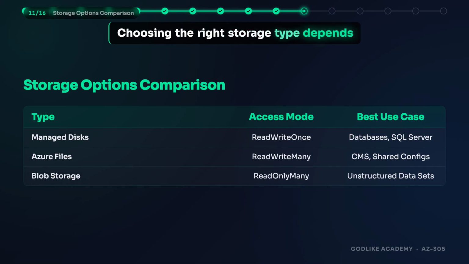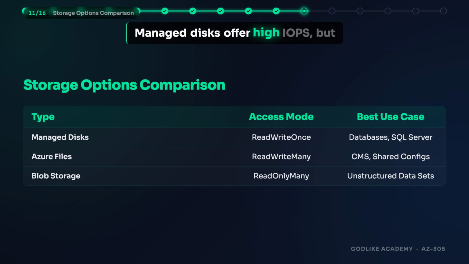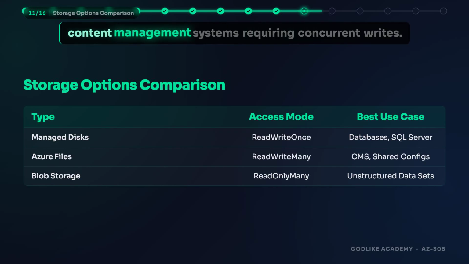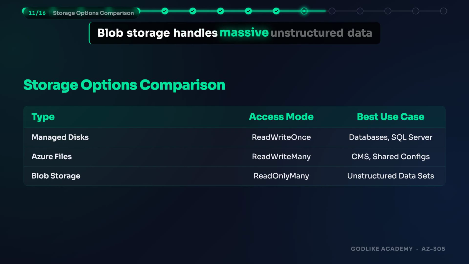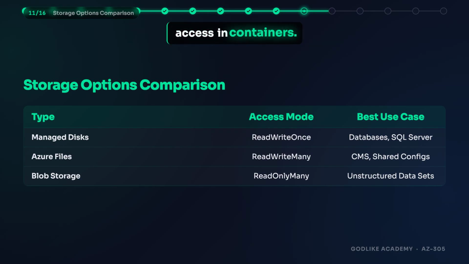Choosing the right storage type depends on your access requirements and performance needs. Managed disks offer high IOPS, but support only ReadWriteOnce access, making them ideal for stateful databases like Postgres running on a single node. Azure Files support ReadWriteMany access across multiple pods, which is perfect for shared configuration files or content management systems requiring concurrent writes. Blob storage handles massive unstructured datasets, but requires specific mount tools like BlobFuse for POSIX-compliant access in containers.